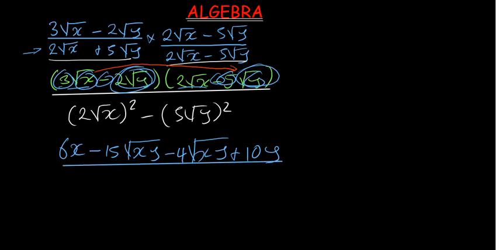Then on the denominator, the 2 is raised to the power 2, as well as the root x. So 2 squared is 4. The square cancels with the root, so we just have 4x minus. The same thing happens here: you are raising 5 to the power 2, as well as root y to the power 2. So the root and the square go.